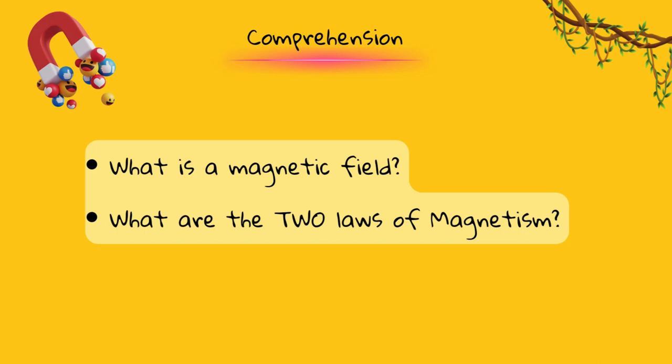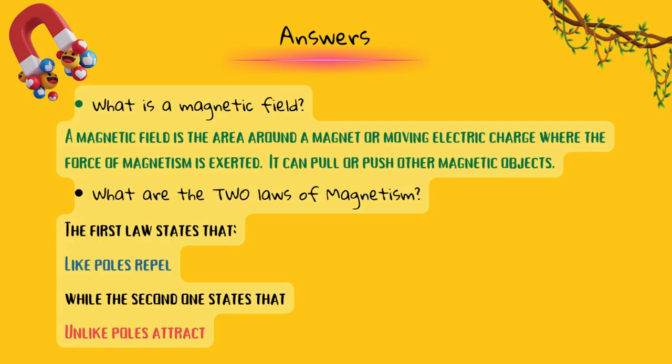Comprehension. What is a magnetic field? What are the two laws of magnetism? You may pause the video to answer these questions. A magnetic field is the area around a magnet or moving electric charge where the force of magnetism is exerted. It can pull or push other magnetic objects. The first law states that like poles repel, while the second one states that unlike poles attract.